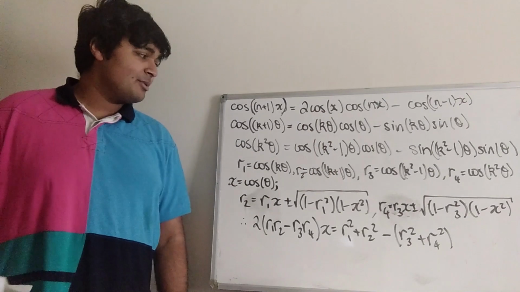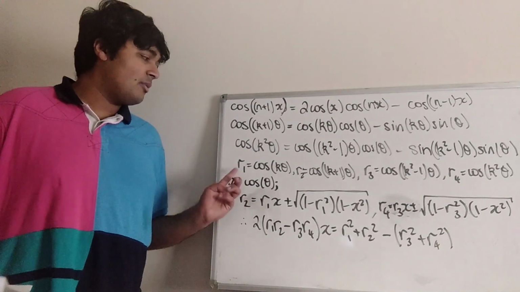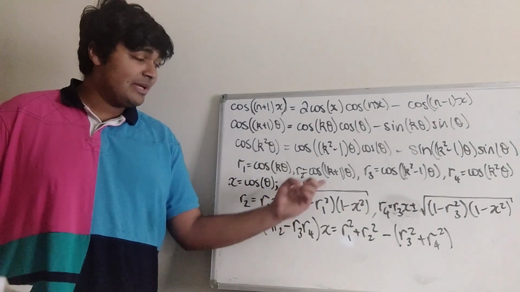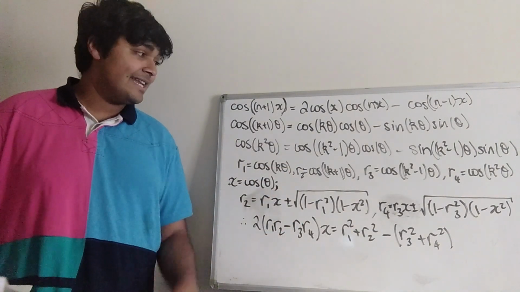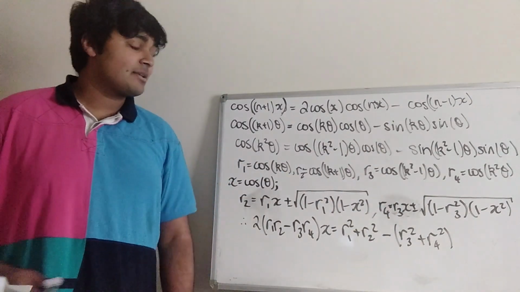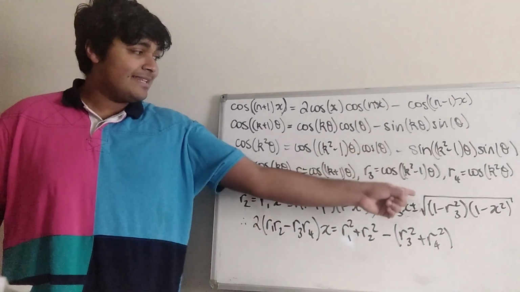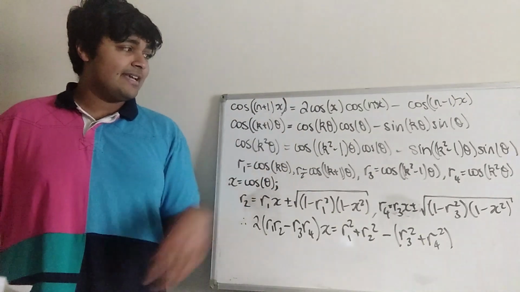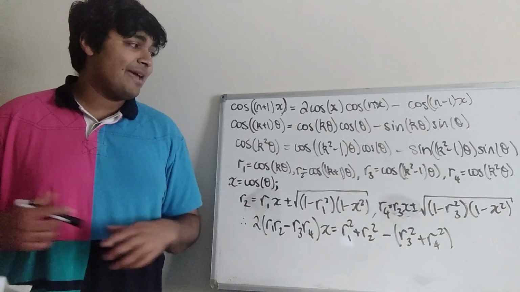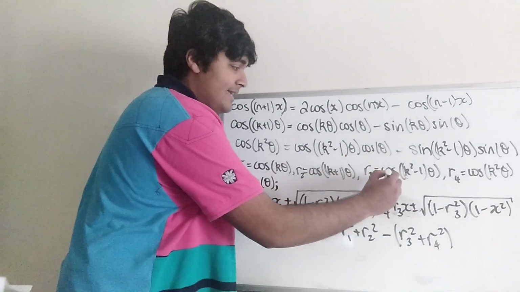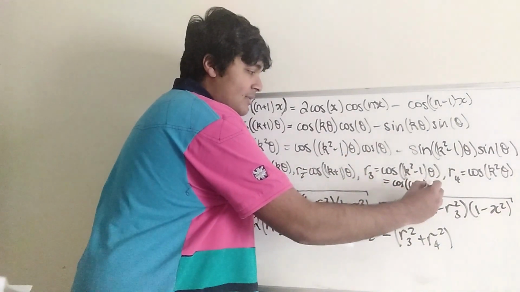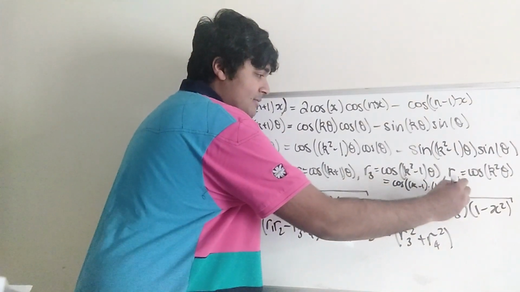Next, I've introduced some variables r1, r2, r3, and r4. r1 is cosine of kθ, which is rational by assumption. r2 is cosine of (k+1)θ, which again is rational by assumption. r3 is cosine of (k²−1)θ, and this is also rational because of this line here, the fact that if cosine of x is rational, then cosine of mx is also rational, because this thing here is equal to cosine of (k−1)(k+1)θ.